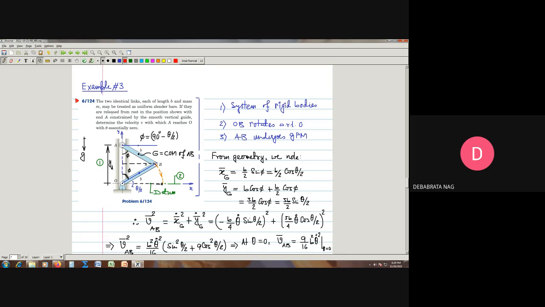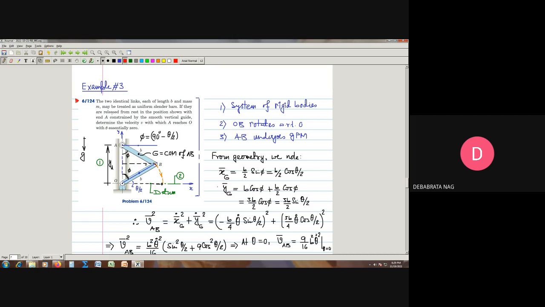And in a similar manner, the y coordinate of the center of mass of the link AB is given by this height, which is b cos phi. To it, we need to add this extra height, which is half of this height, that means b by 2 cos phi. So if we add them, it becomes 3b by 2 cos phi, or in terms of theta, we can write it as 3b by 2 sine theta by 2.